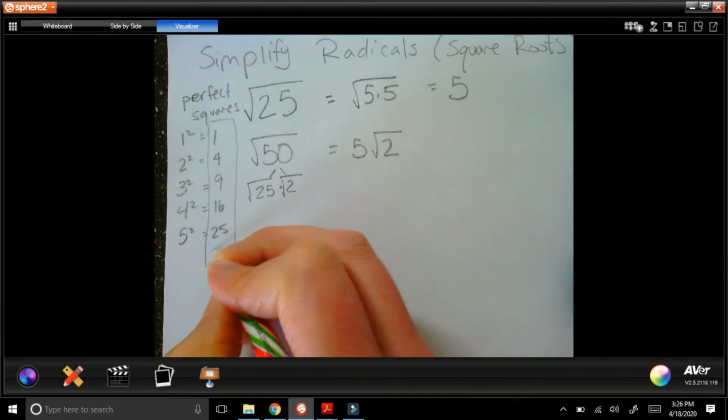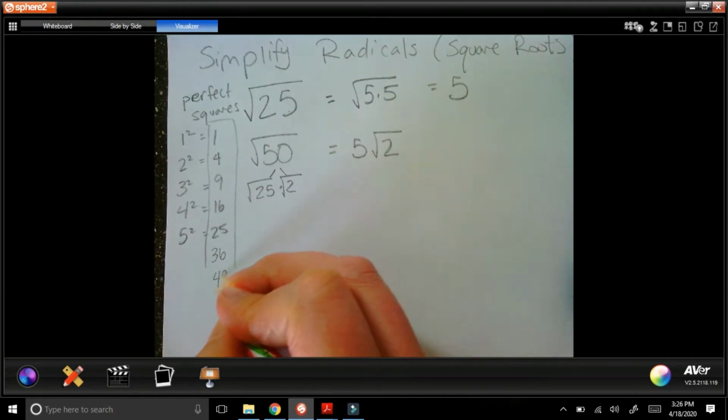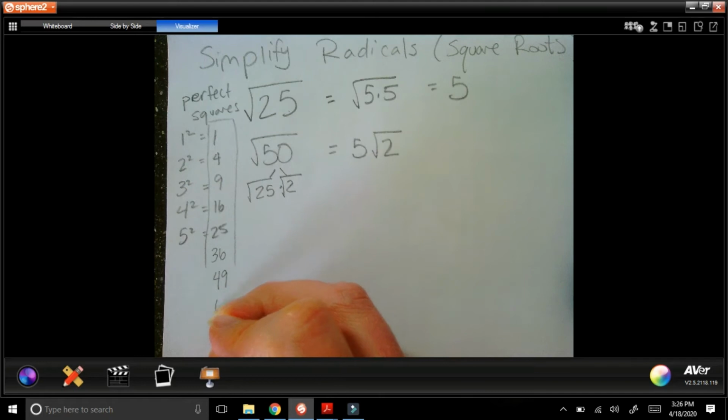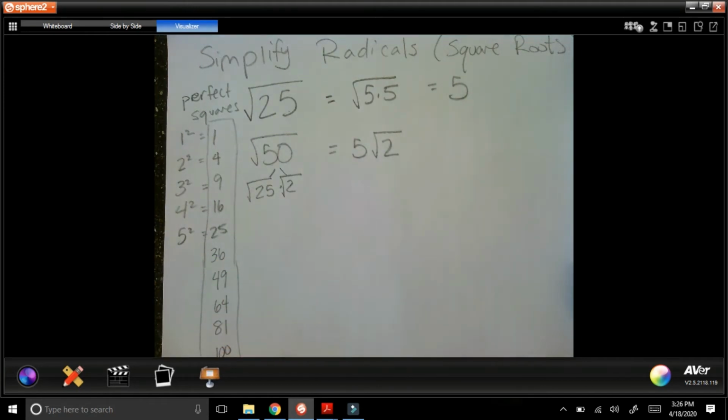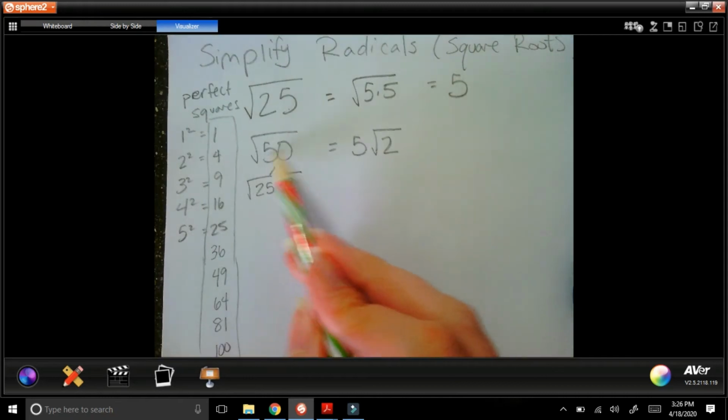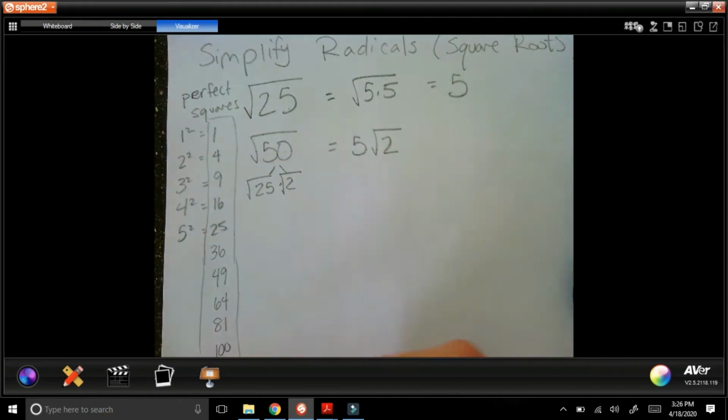So 6 squared is 36, 7 times 7 is 49, 8 times 8 is 64, 9 times 9, and 10 times 10. So these are the first 10 perfect squares. This list would keep going on forever. So you can always break these down and figure out which perfect square goes evenly into it, write that number in front, and then whatever number is left over when you divide that out, and then you can simplify the radical that way. I'm going to do a couple more basic ones like this, and then I'll show you a different method.